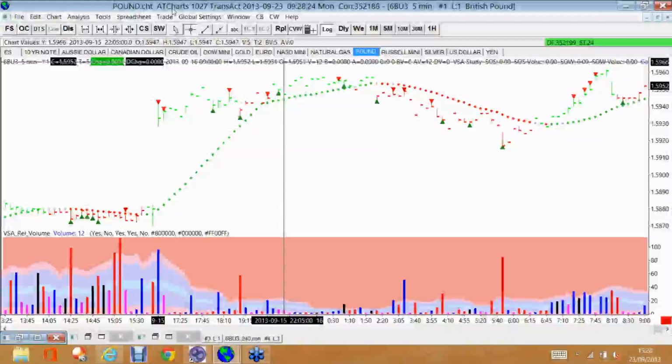You can see how it's responding to that. Okay, so here comes the increase in volume, and we're making a new tick low here, which is good to see.